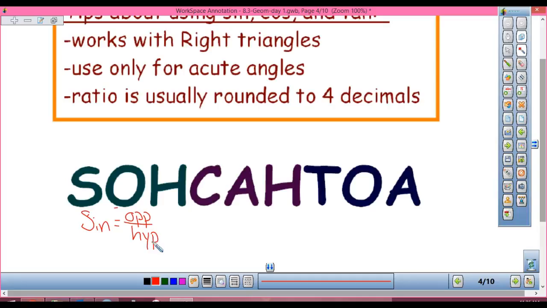CAH, cosine equals adjacent over hypotenuse. That's your C, cosine, adjacent over hypotenuse. And so your TOA is tangent is opposite over adjacent.